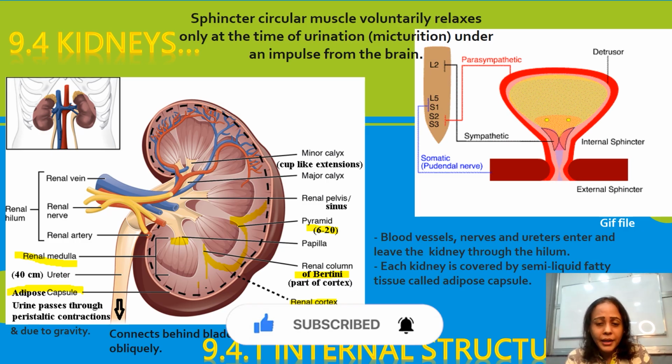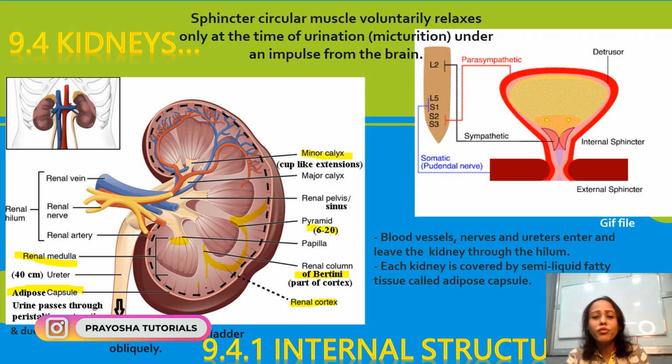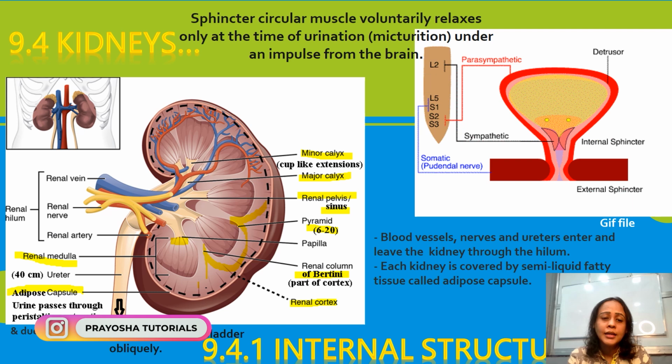Now from the papillae there will be minor calyx, which is a cup-like extension, and all the minor calyxes join to form a major calyx. That major calyx is nothing but part of your renal pelvis. Renal pelvis is like a funnel shaped structure. It looks somewhat like your fingers and your hand, going downwards and taking the urine through the ureters. Renal pelvis, another name is renal sinus, S-I-N-U-S.